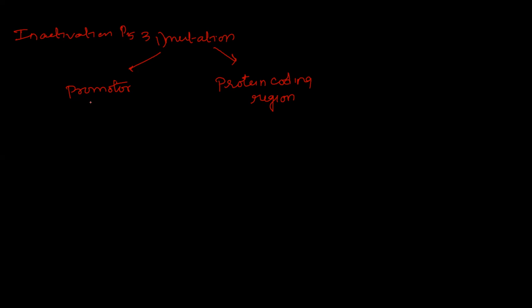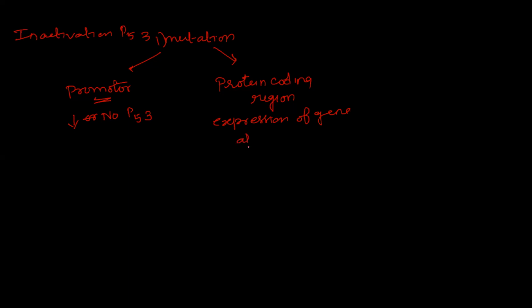Now, a promoter controls how and when a gene is transcribed, right? So the mutation will decrease, or there will be no P53. If the mutation occurs in these regions, it will have an impact on the expression of the gene, and it will also decrease P53 as a transcription factor, that we already know.